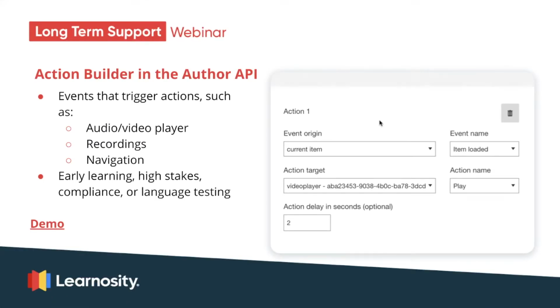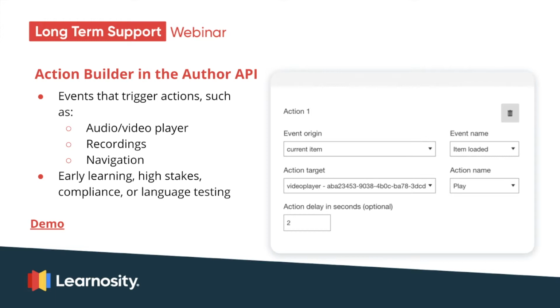We've added the action builder to the Author API, which already exists on the author site. The action builder is configured on an item and allows you to set up events that trigger actions. So, for example, an action could be that the item loads, maybe via navigating, and then the action could be that audio on the item auto plays. So in this case, when the item loads on the page, the audio will auto play.